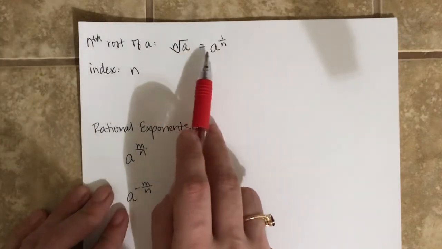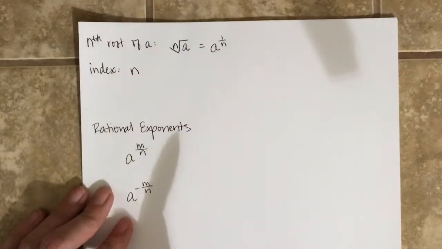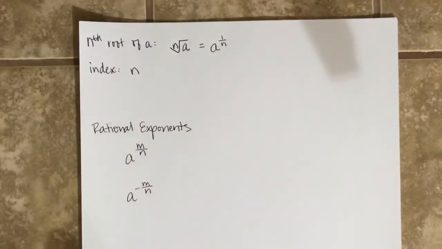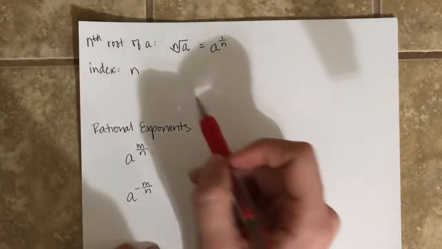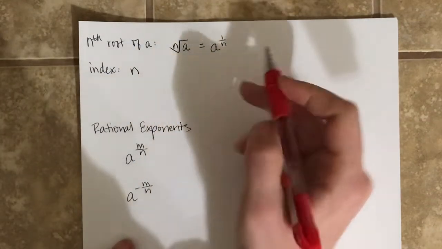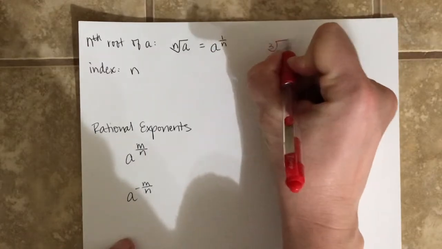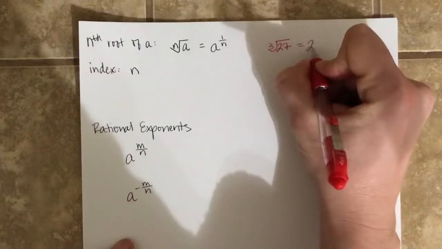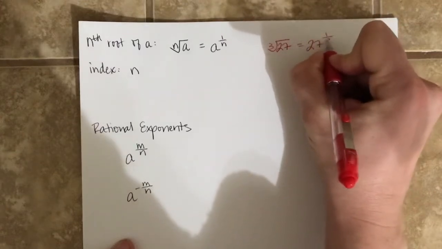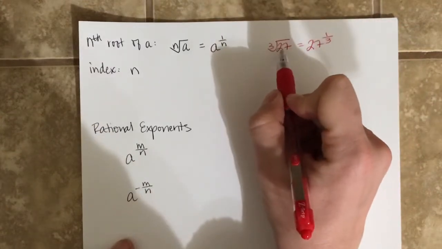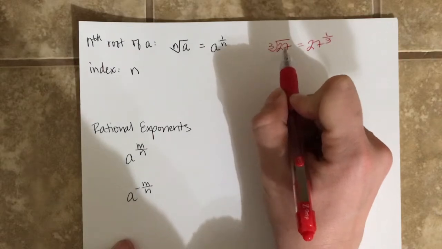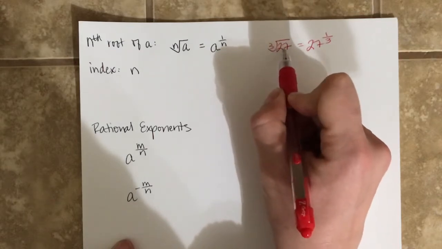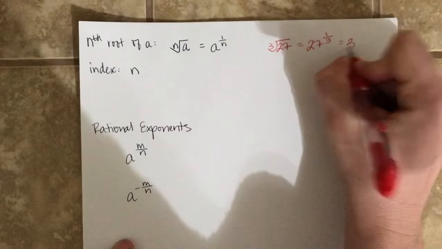So this is actually that last row on your laws of exponents sheet that I gave you, that I said you don't need to understand this yet. Well, now is the time. For example, cube root of 27, which is the same thing as writing 27 to the 1/3. So you're trying to think of what number, when I raise it to the third power, do I get 27? Well, that would be 3.